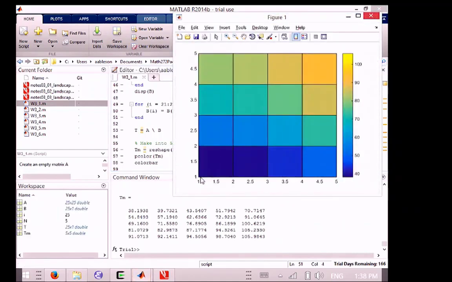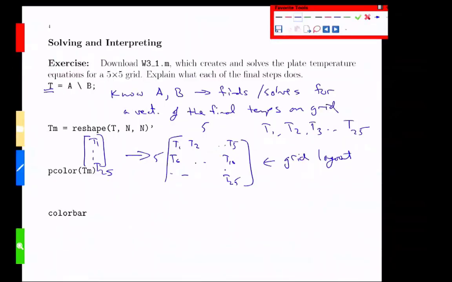Notice we get our temperature grid down here. Colder stuff at the top, hotter stuff at the bottom, because the bottom part of the plate was exposed to 120 degree temperatures. The top was only 20 degrees. And we end up with this grid here. What generates that grid is the pcolor command.